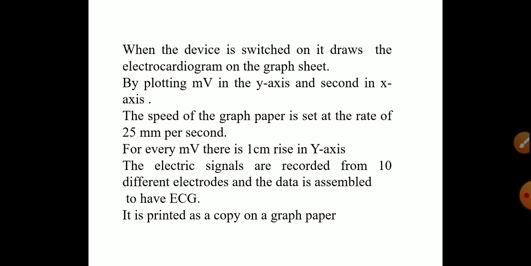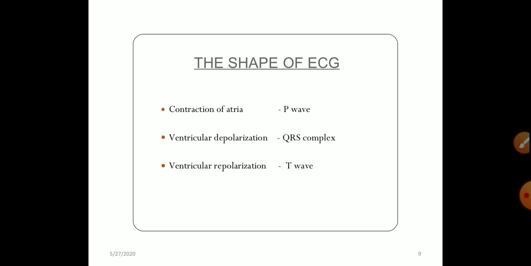For every millivolt, there will be a 1 centimeter rise in the y-axis. The electric signals are recorded from 10 different electrodes and the data is assembled to have the ECG. It is printed as a copy on the graph paper. So this is the experimental setup of ECG.